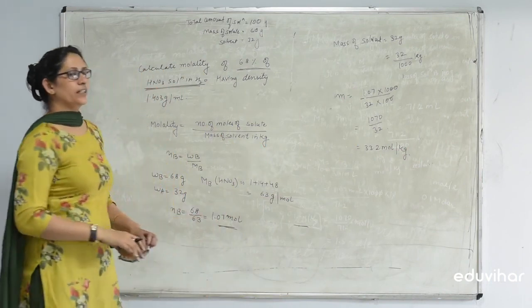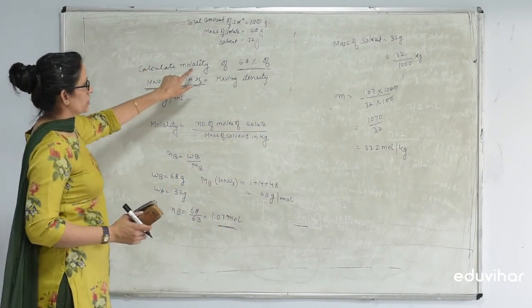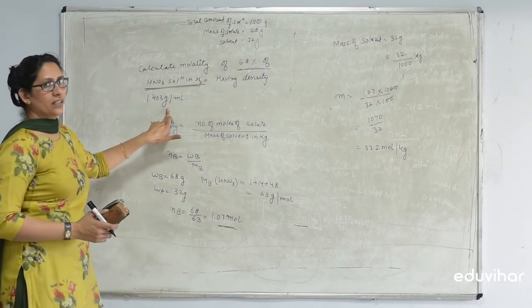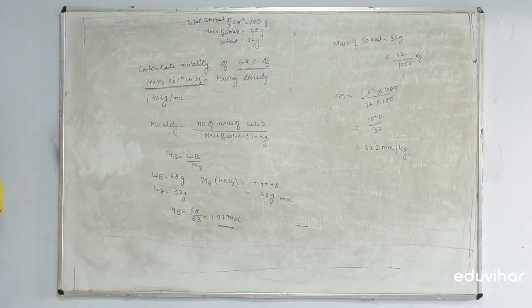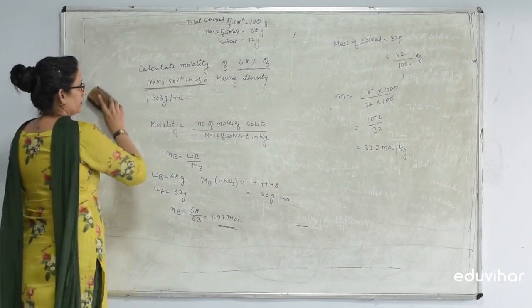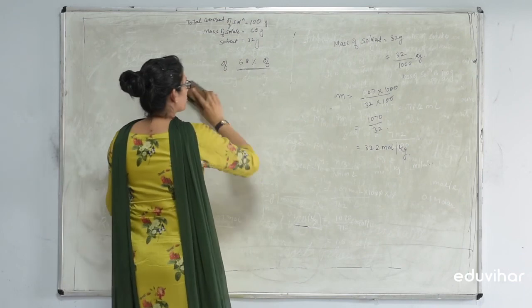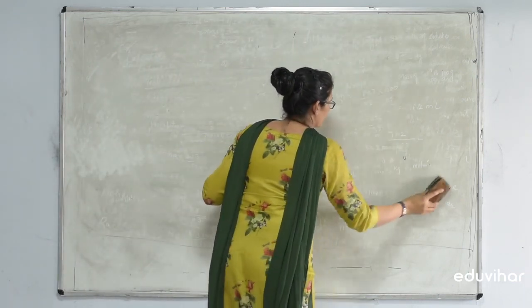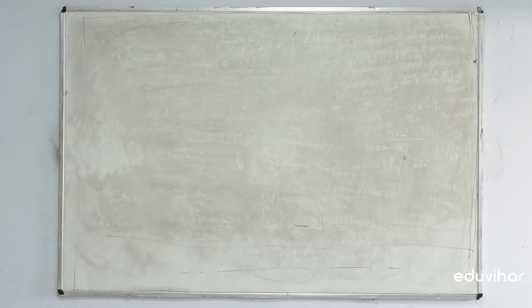So we can calculate the molarity as well as molality if the solute amount is given in percentage or we are given the density. Clear? Okay. I think there is no doubt regarding molarity, molality, mole fraction or mass by mass, volume by volume percentage. Next topic is percentage composition.